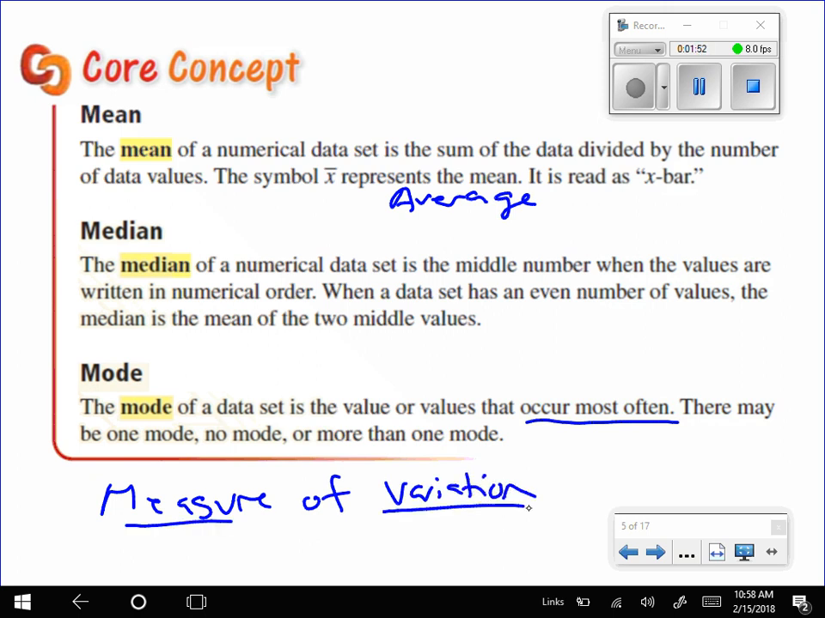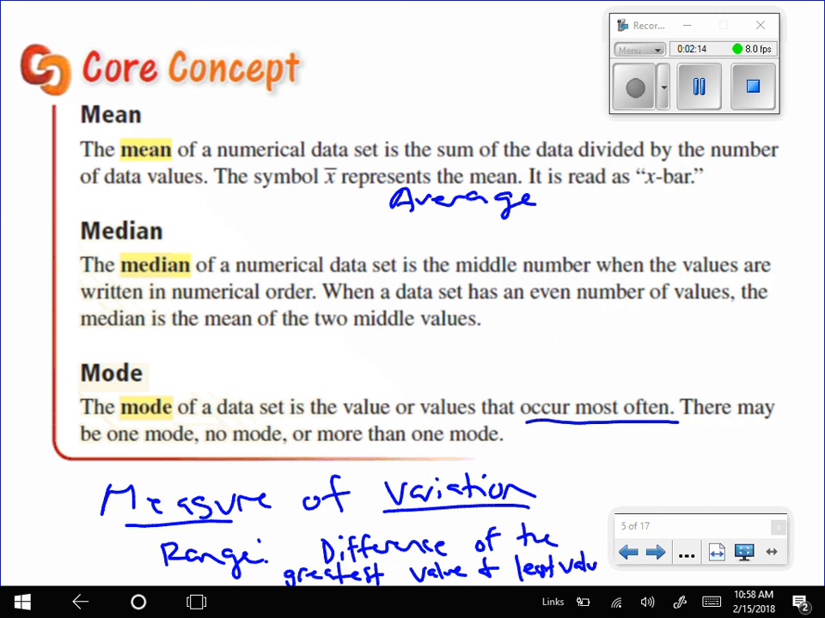A little different, but it's our range, and we worked with that before as well. Our range is the difference of the greatest value and the least value. So make sure you have that in your notes as well.